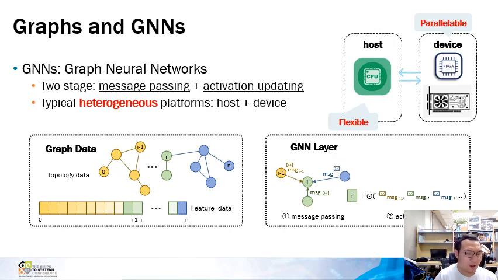In the diagram, you can see we have topology data, which shows how the nodes are connected, and feature data, which contains information about each node. On the right, we see the GNN layer in action. First, there is message passing, where nodes exchange information. Then comes activation updating, where each node updates its state based on the messages it received. And that is the basic idea of how GNN works. It is all about efficiently handling and processing complex data structures using the power of graphs.